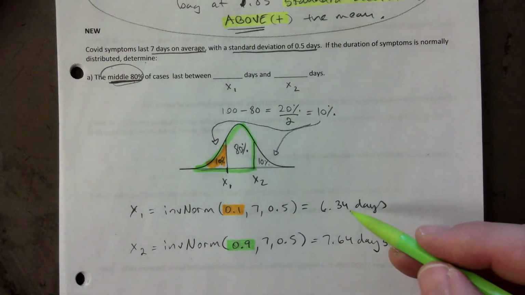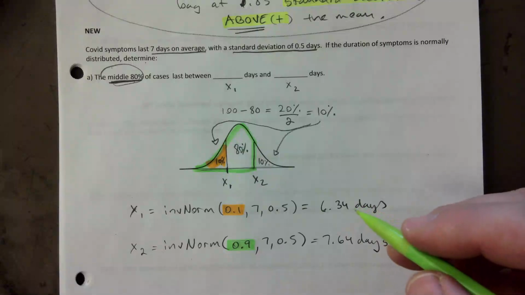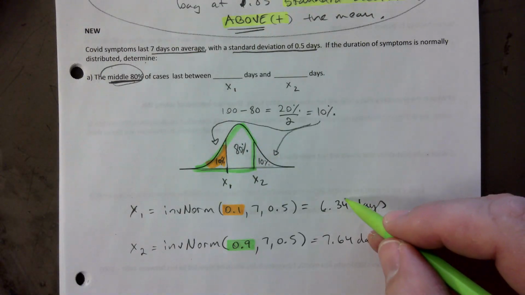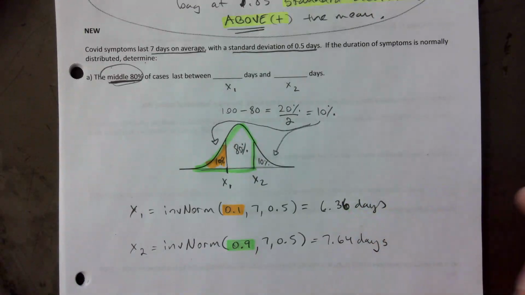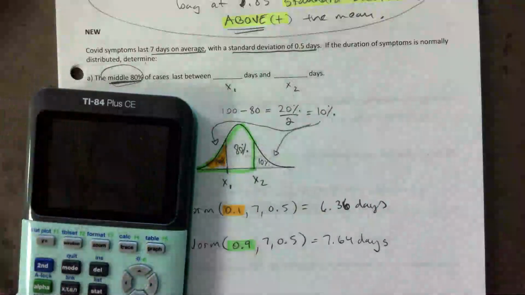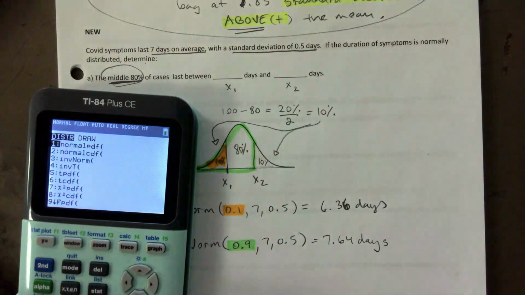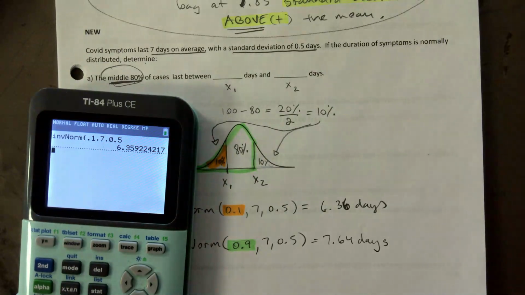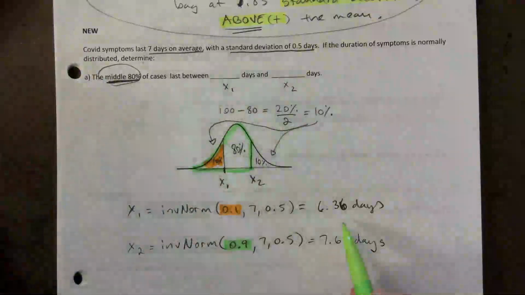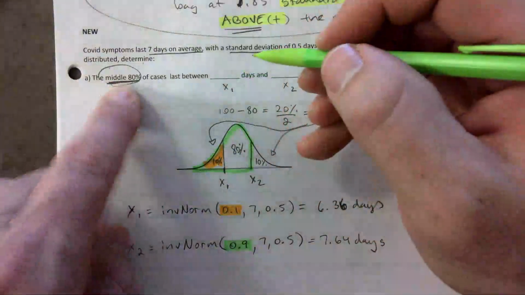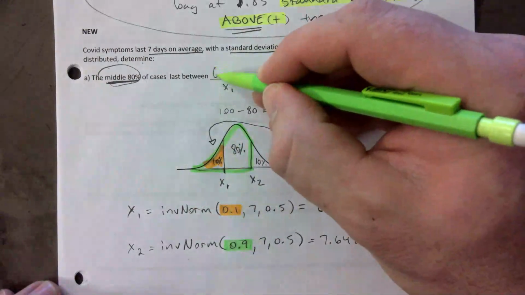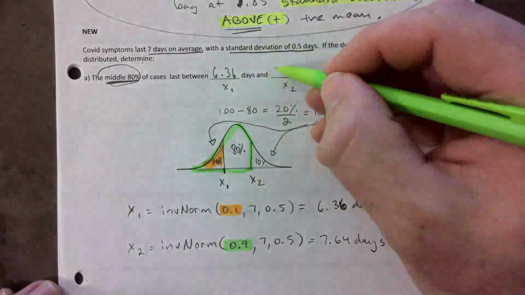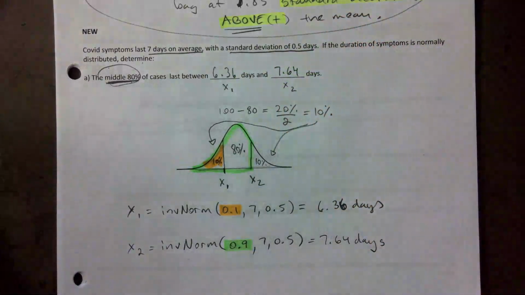Which one is 3/6? This one? I'm just going to take your word for it. I just want to make sure I got this right. Second trace, 0.1, 7, 0.5. Yeah, it's 3/6. Thank you. 3/6. So the middle 80% of cases last between 6.36 and 7.64 days.